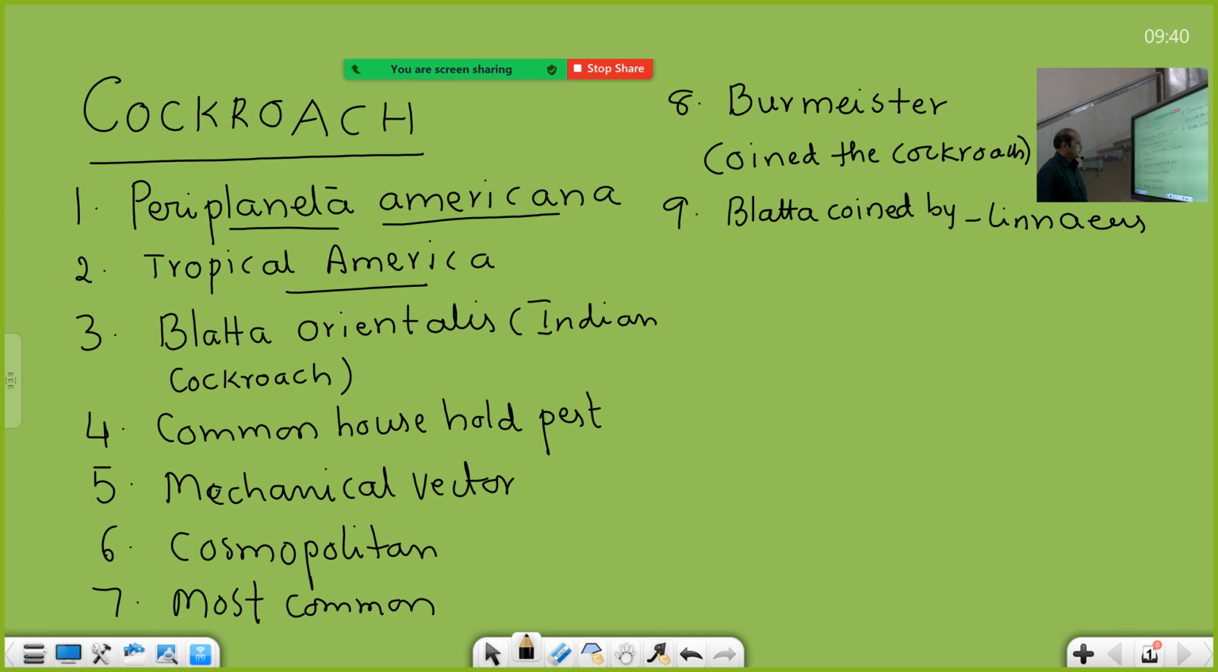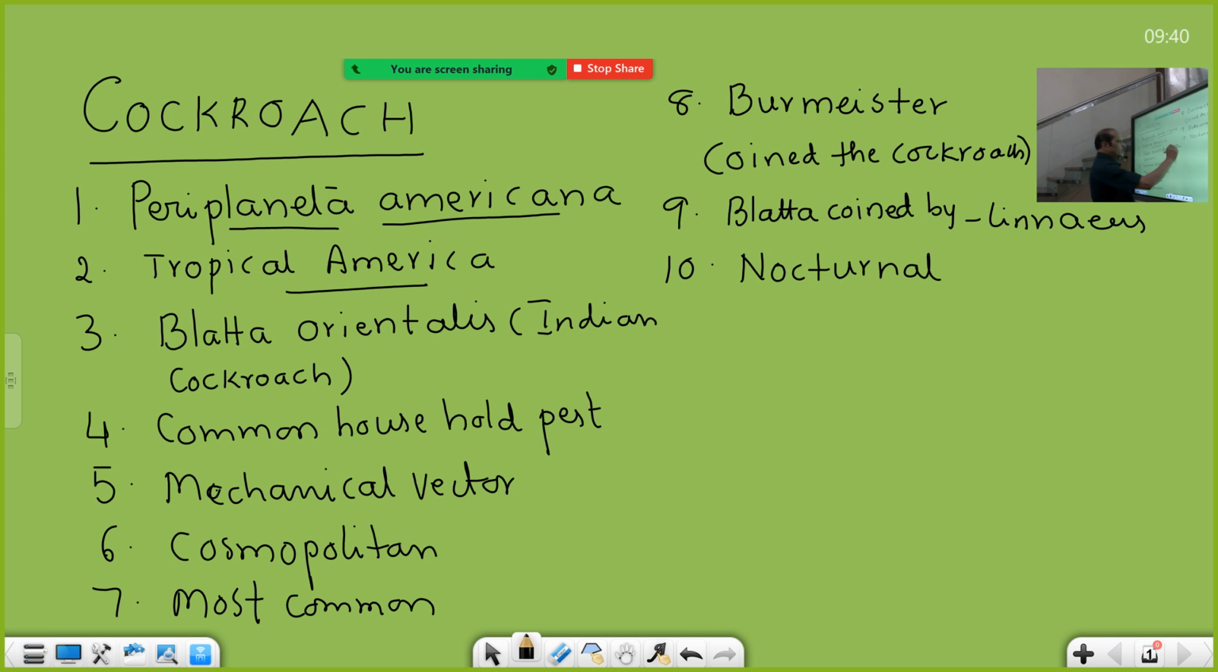Okay, so these are all introductory features, and these are nocturnal. They are active during night time, inactive during daytime. Inactive means there are hiding places. In our kitchen, all spices are arranged in some boxes. So between the gaps of boxes, crevices of walls, and in the cupboards also, they hide during daytime, and during night time only they come out.